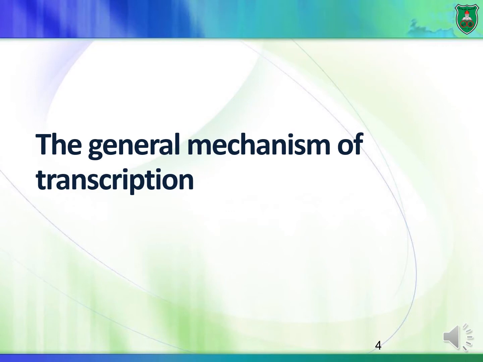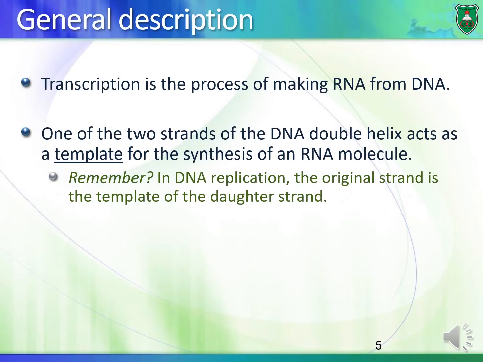So let's talk about the general mechanism of transcription. So transcription is the process of making RNA from DNA. Okay. Now, in DNA replication, we use both strands as templates to produce another DNA strand. Now, here for transcription, we use one of the strands for any particular gene. Okay. Now, both of them can be used in general for transcription, but for any particular gene, one of them is used. Okay, so in this case, the DNA would be a template. One strand would be a template.